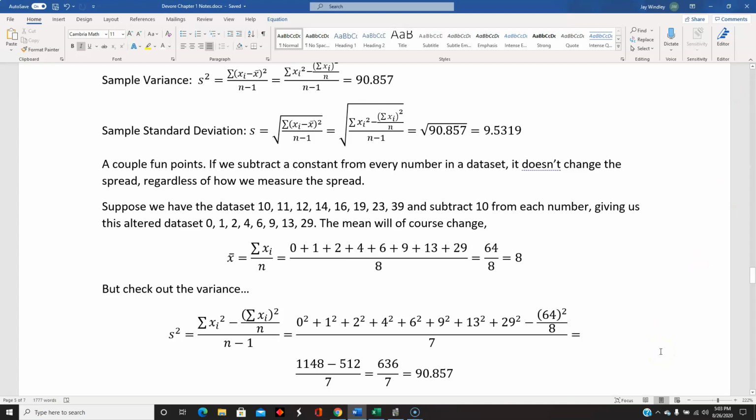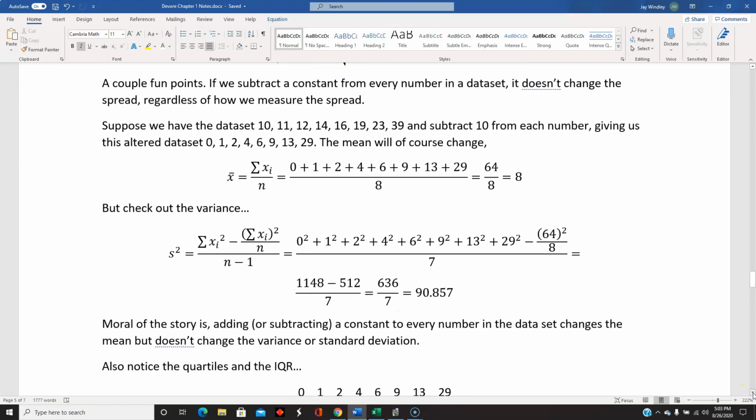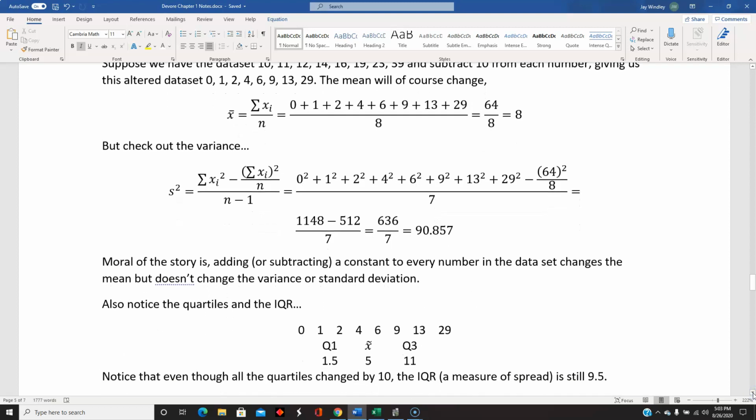So subtracting 10 from every number, or any constant from every number in the data set, does not change the spread of the numbers. And this also applies to the spread measured by the IQR. So here's my new set of numbers after subtracting everything by 10. Notice that changes quartile 1 to 1.5. It changes quartile 3 to 11. But the IQR, subtracting the 11 and the 1.5, the IQR is still 9.5, just like it was before. So the IQR, as a measure of spread, does not change.